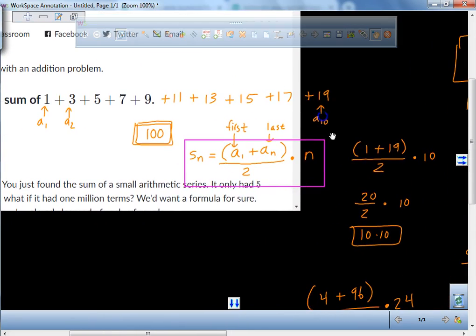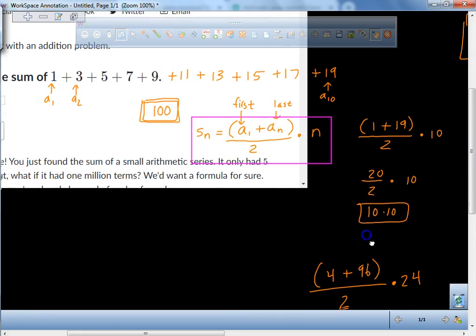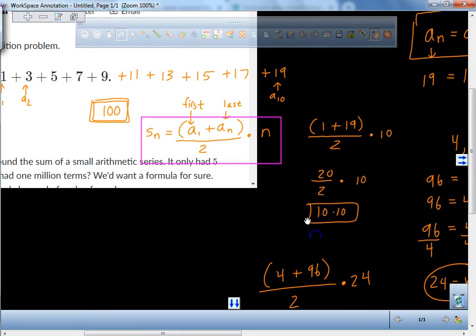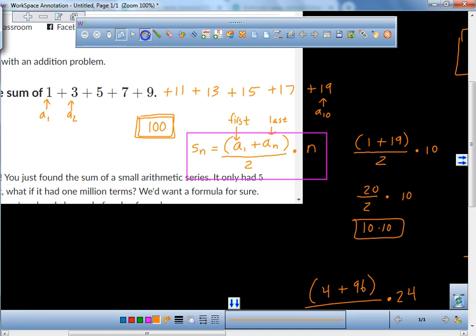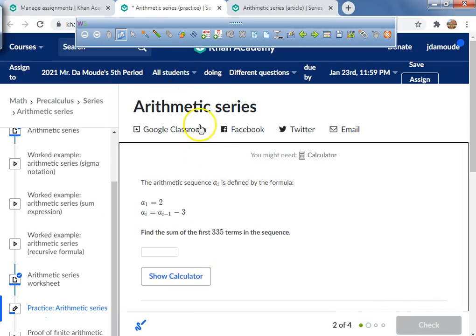Okay? So our first term was the number 1. Our last term was 19. We divided that by 2 and multiplied it by 10, and we end up getting 100. And when you add all of these together in the calculator, it turns out to be 100. So that's what we're going to be working on today. So here we go. Arithmetic series.